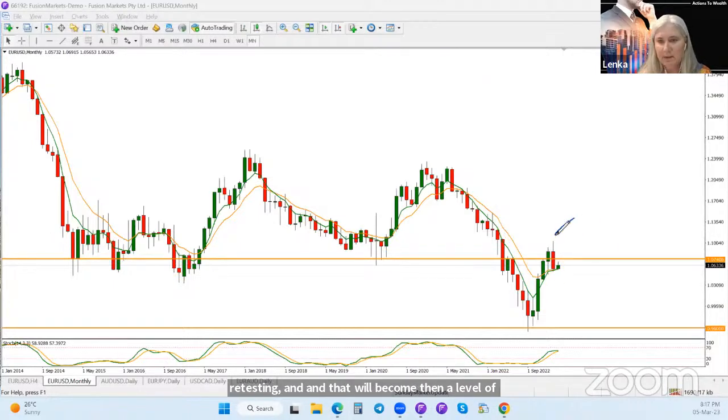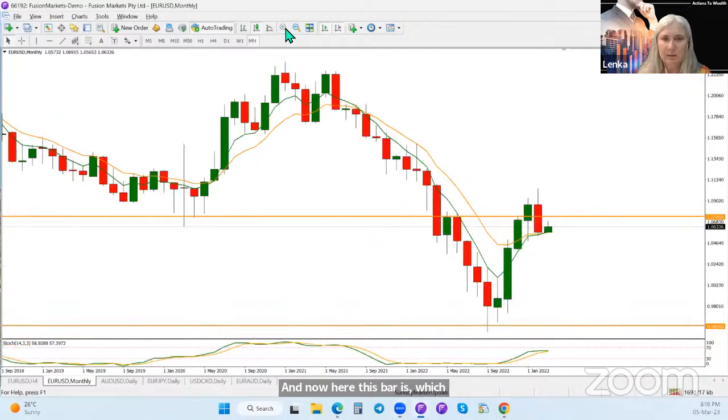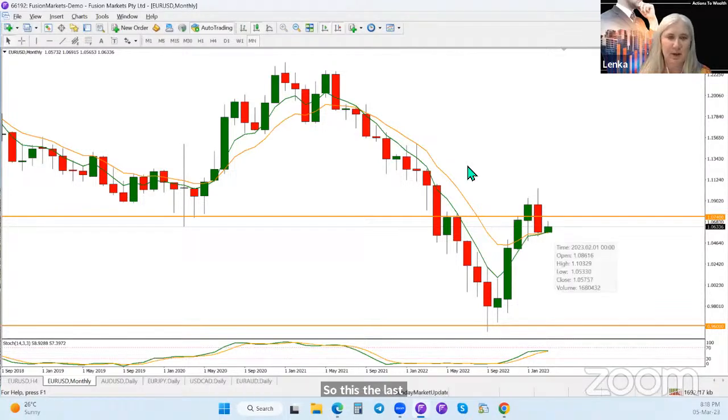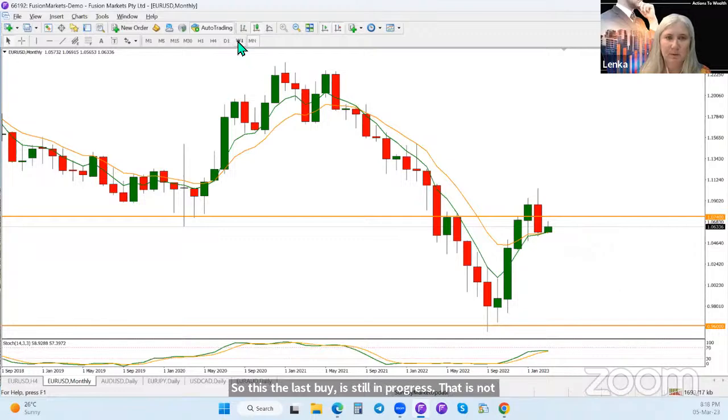And now here, this bar is a decisive bar, which I like. So if I make that a bit bigger, you can see that it went above the previous bar and then just basically reversed and closed really low. Monthly, so the last bar is still in progress. That is not a closed bar, so I'm not using that for my analysis at the moment.